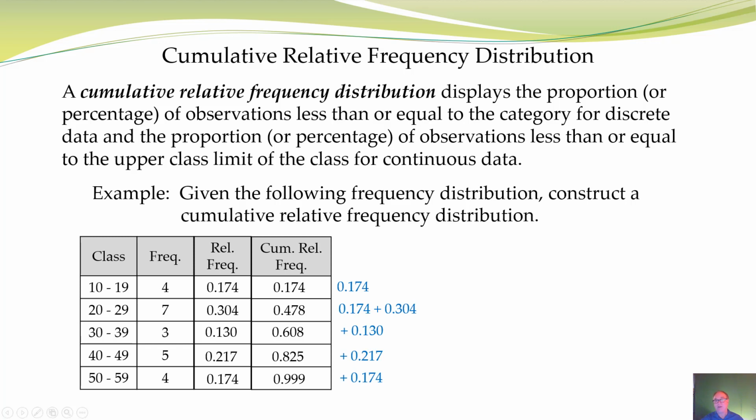So in this case, I was rounding to 3 decimal places. So your cumulative should have been anywhere from 0.999 to 1.001. You're allowed a plus or minus 0.001 due to rounding on this one.